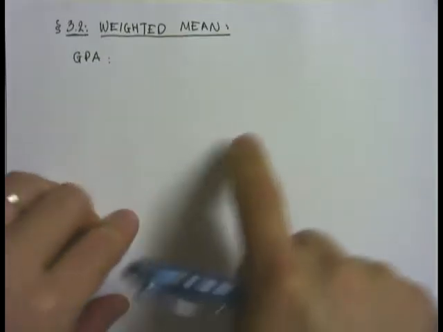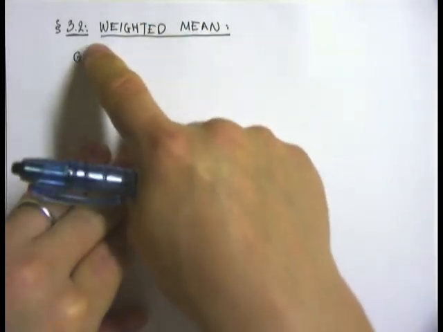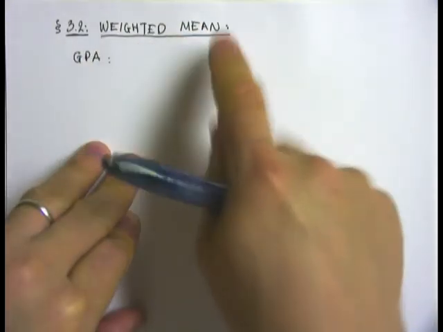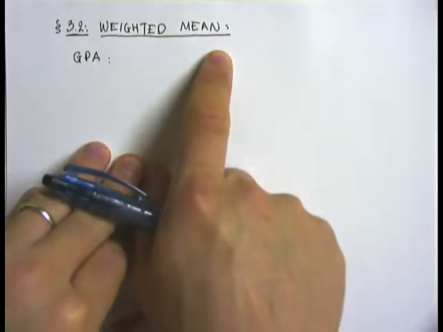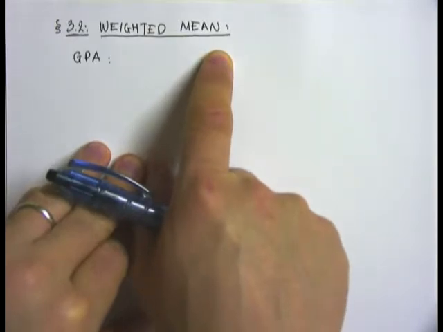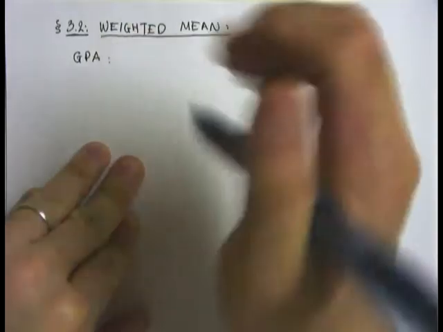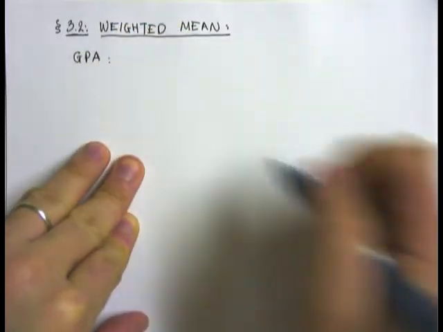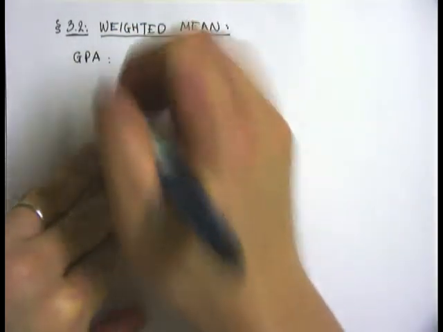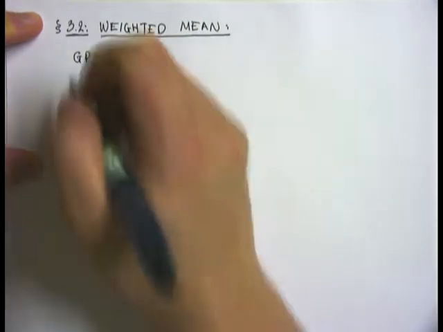Okay, so another type of mean value problem discussed in 3.2 is the weighted mean problem. Now, to be honest, you won't find much application of the weighted mean value problem out there except when you're trying to calculate the grade point average for a student. That's where you're going to see the application of weighted mean. So let's take a look at a grade point average problem, and from there you are going to learn what it means to be a weighted mean.